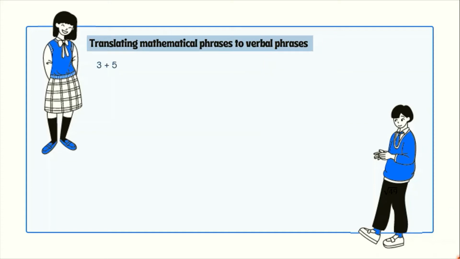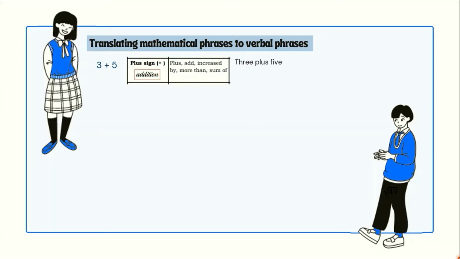Meron tayo ditong numbers na 3 and 5 at meron din tayong plus sign. We have to translate this mathematical phrase, ito ang example ng mathematical phrase, into a verbal phrase. Tulad ng nabanggit kanina, pag nakita natin itong plus sign, automatically, it refers to the process or operation addition. Kaya naman, itong mga words na ito ay pwede nating gamitin para i-translate siya into verbal phrase. An example is 3 plus 5.